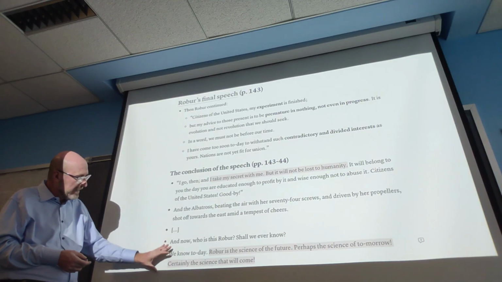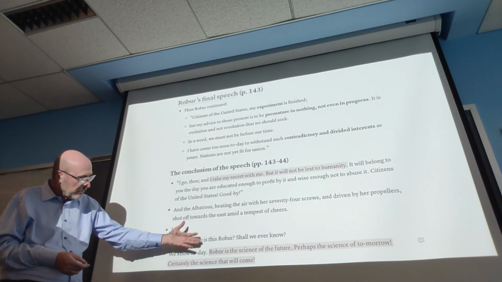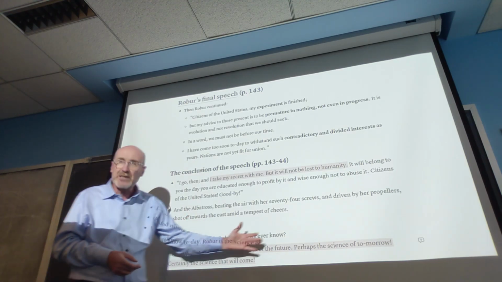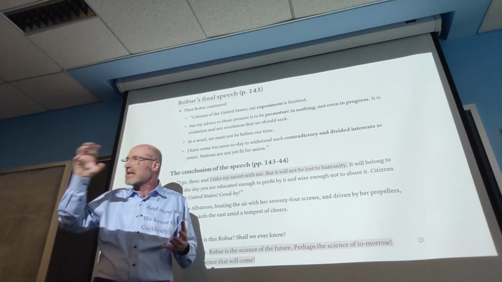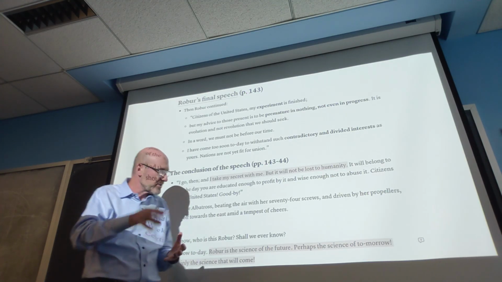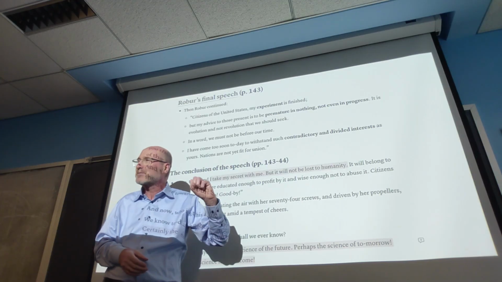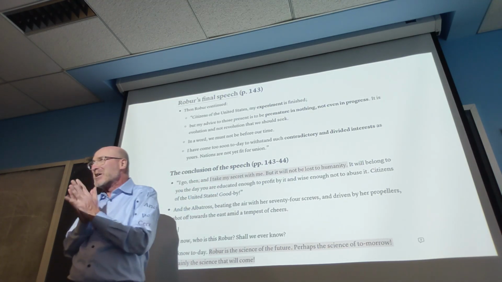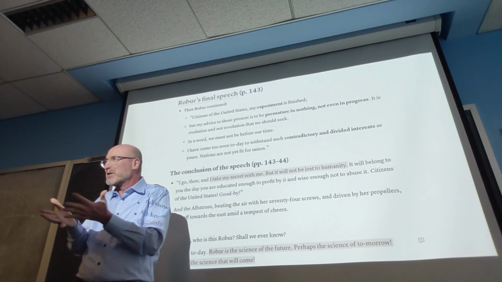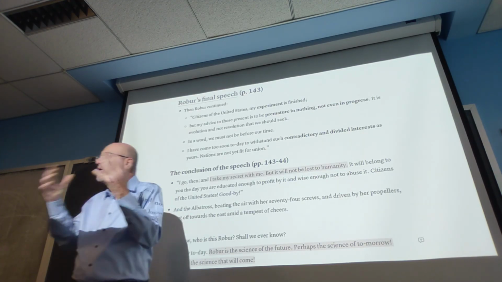At the very end, you find a couple of sentences by the narrator. And the narrator says, Robur is the science of the future, meaning, again, the world has lost its innocence. Sooner or later, whether it be Robur or someone else, this technology will come back. Perhaps the science of tomorrow, meaning you don't know when someone will come up with that invention.